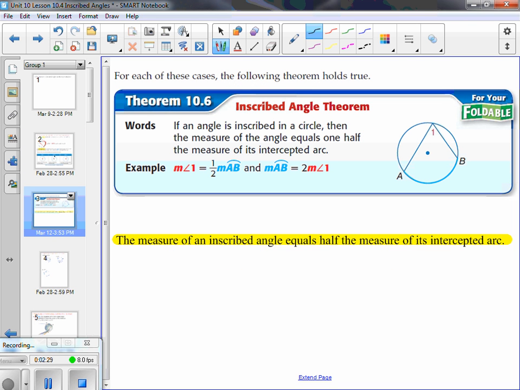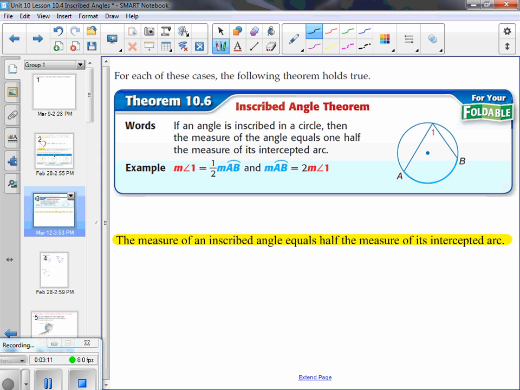And the moment we've all been waiting for. If an angle is inscribed in a circle, then the measure of the angle equals 1/2 the measure of its intercepted arc. So the measure of the inscribed angle is not the same as the measure of the intercepted arc. The measure of the inscribed angle is 1/2 the measure of the intercepted arc. So if the measure of the intercepted arc is 100, the measure of the inscribed angle is 50. If the measure of the inscribed angle is, let's say, 30, then the measure of the intercepted arc has to be 60. Got that relationship?